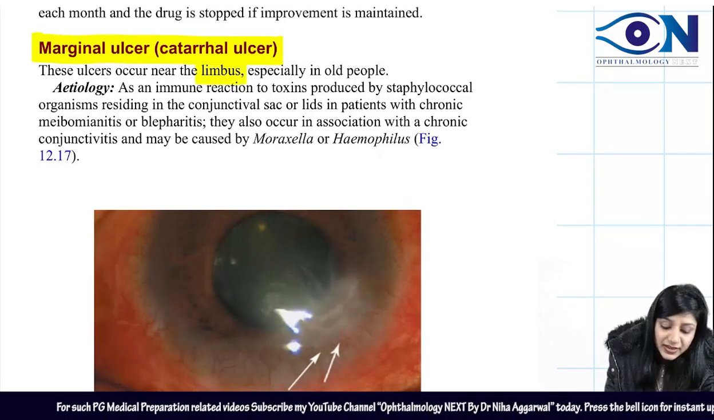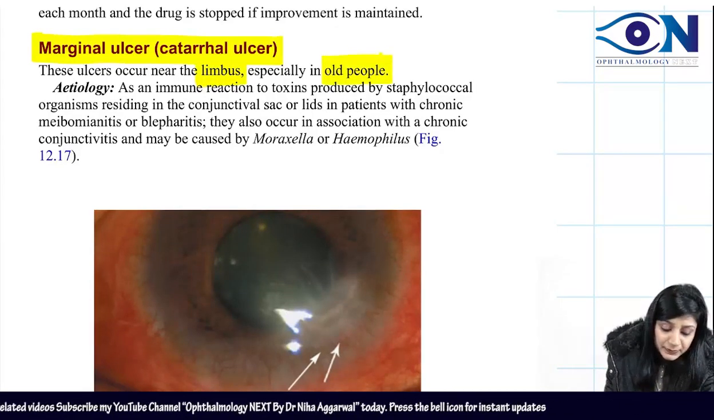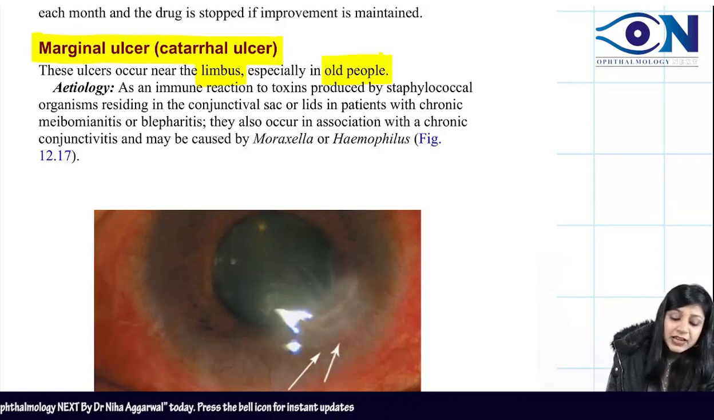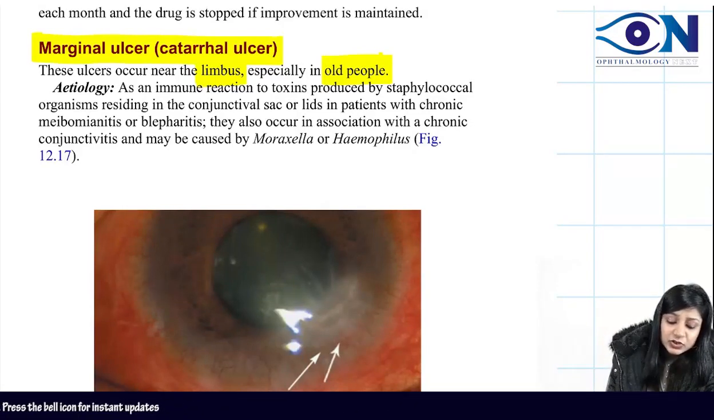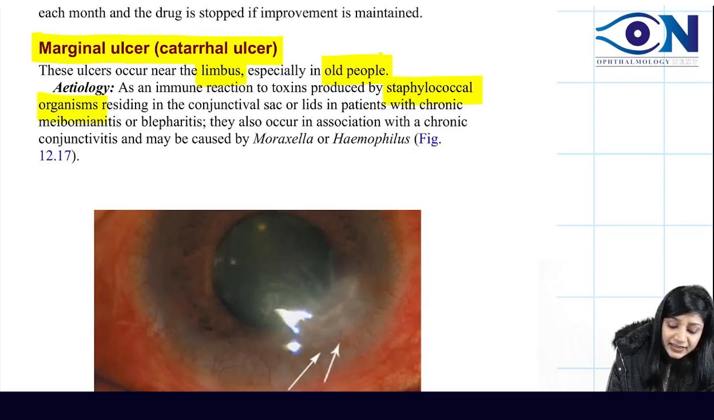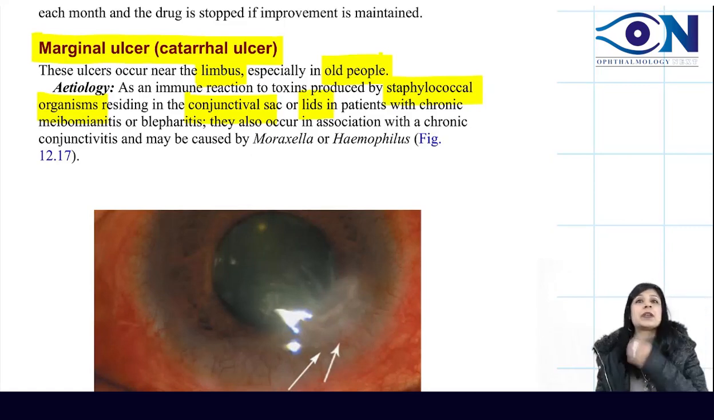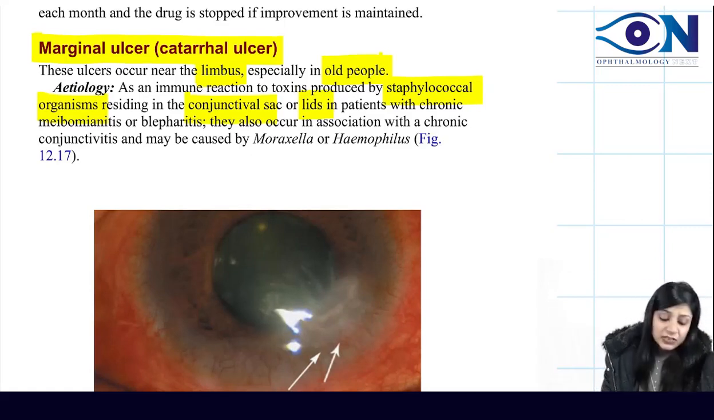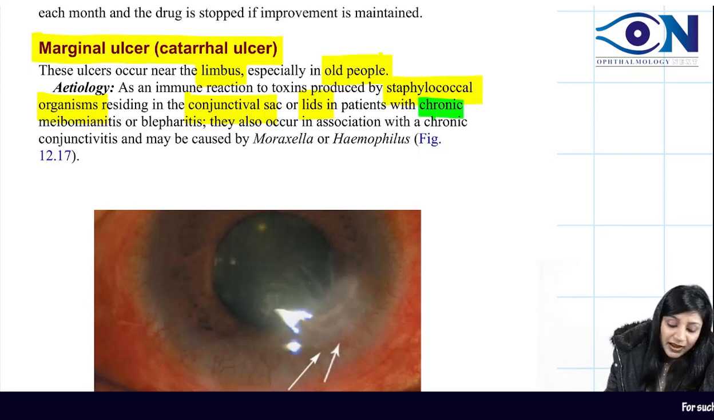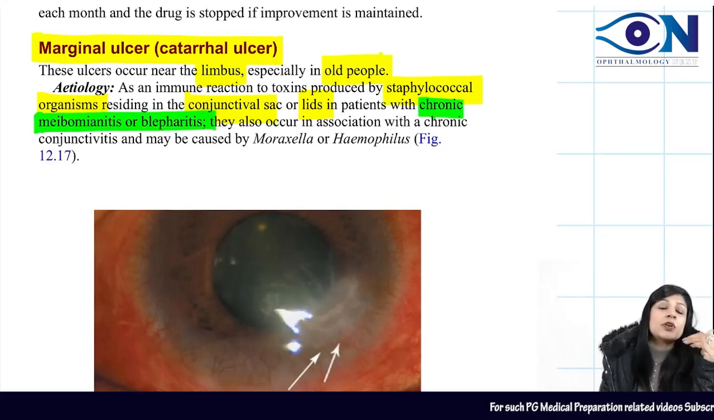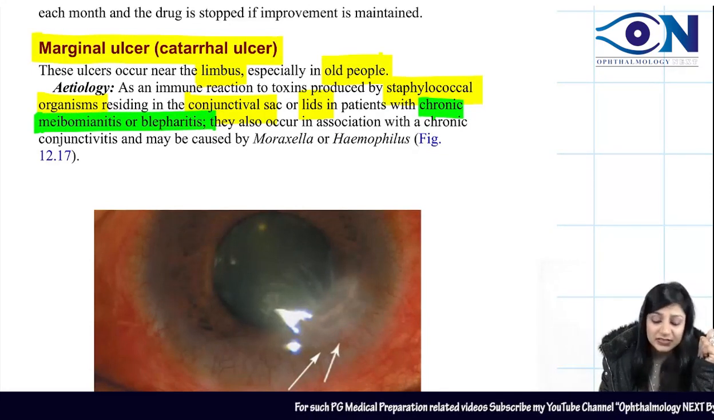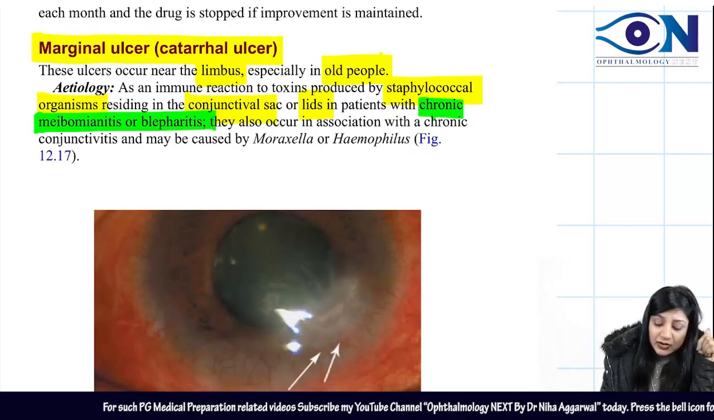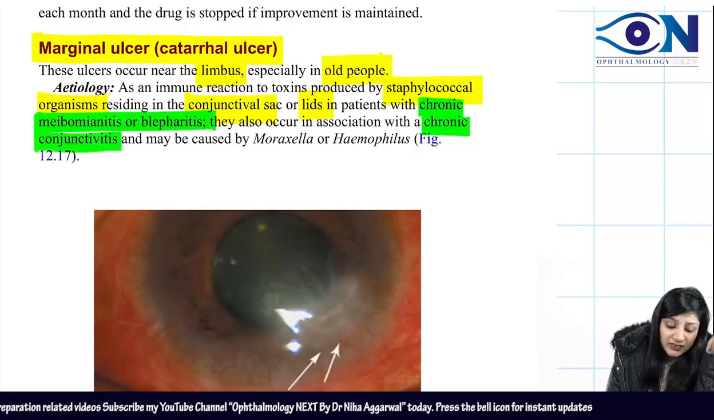That is why it is especially occurring in old people. So this ulcer is actually an immune reaction to the toxins produced by Staphylococcus organisms, which are the flora already present in the conjunctival sac or the lids, especially in those patients who have been affected with chronic meibomitis or blepharitis. So they already have some kind of infection with this staph, and this can also occur in association with chronic conjunctivitis. So there are 3 conditions.